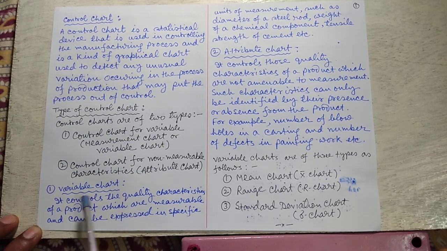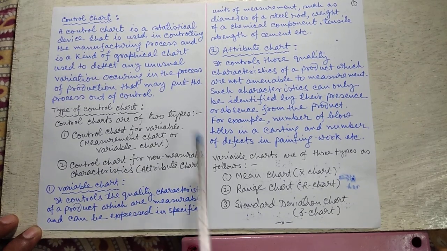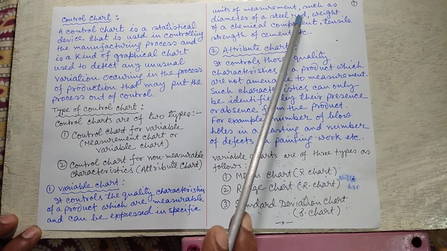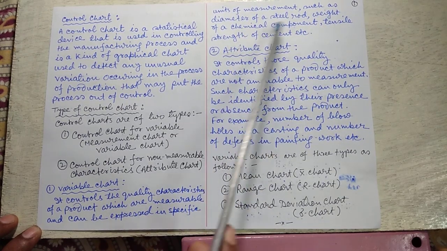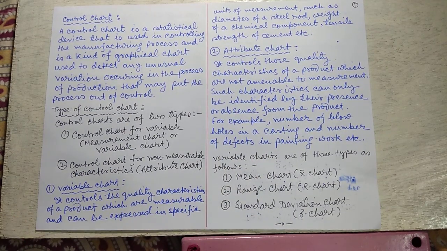So variable chart, what is variable chart? Variable chart controls the quality characteristics of a product which are measurable and can be expressed in specific units of measurement, such as diameter of a steel rod, weight of a chemical component, tensile strength of cement, etc.